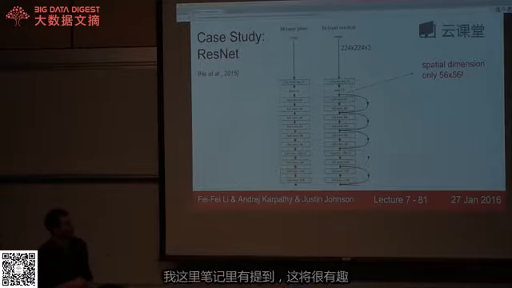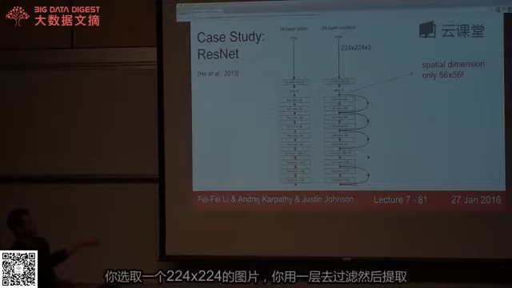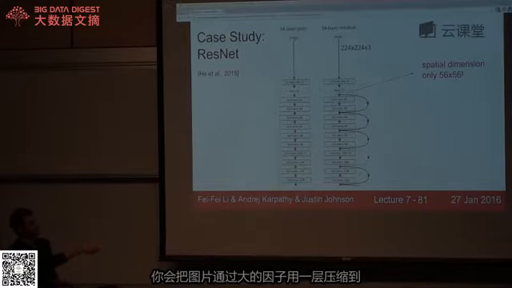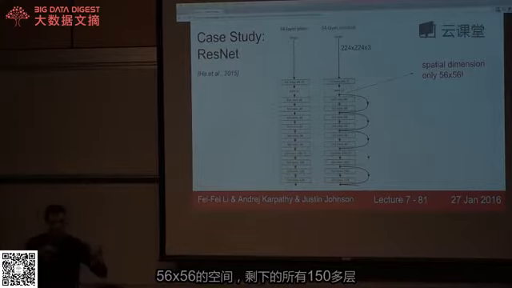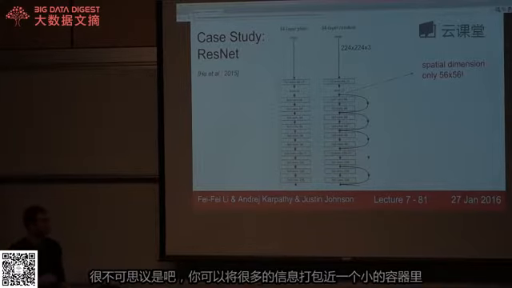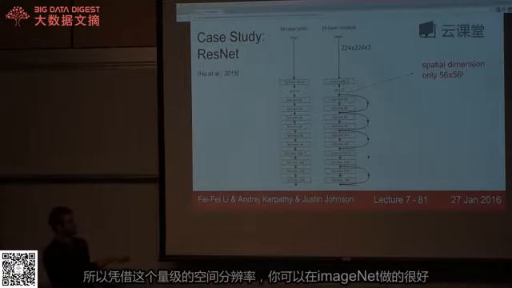And I just have a note here saying that it's kind of interesting that you take a 224 by 224 image, and you apply a single layer of filters, and then you pool right away. So you've compressed the spatial size by a huge factor. By a single conv layer, you're at 56 by 56 spatially. All the other 150 layers are only operating on a 56 by 56 array spatially, which is quite amazing, that you can pack so much information into such a small volume. And that you can do so well on ImageNet with just that amount of spatial resolution almost.